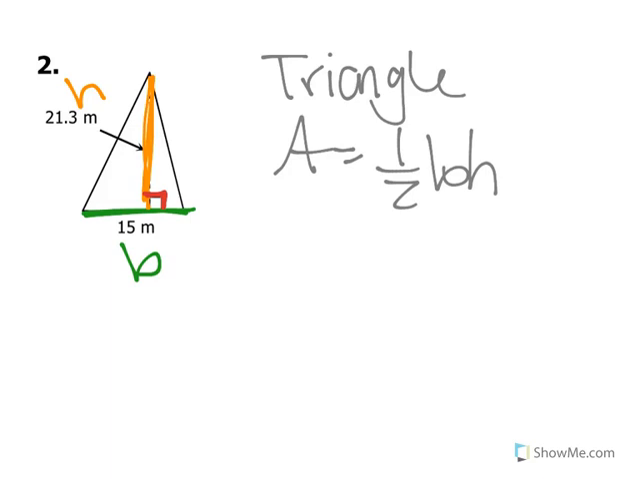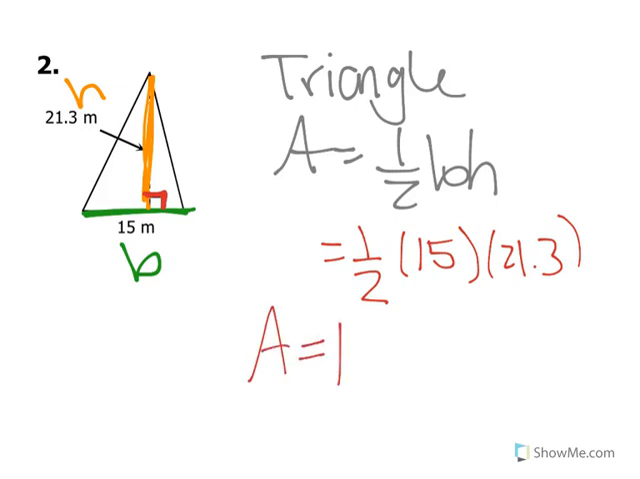Now, I mean, this picture only has 2 numbers, so it keeps it kind of easy, but if all of the sides were labeled, you need to make sure that you know which ones are meeting at the right angle. So then we're just going to plug these numbers into your formula. So 1/2 times 15 times 21.3. And you can put that right into your calculator. And when you do, you get the area to be 159.75. And when we do area, your units, in this case meters, are always squared.